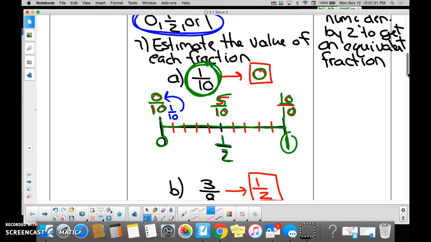So then what we did is we finished filling in our number line. Since we have 0 tenths here, 5 tenths here, and 10 tenths here, we need to find 1 tenth, 2 tenths, 3 tenths, 4 tenths. We already have 5 tenths, 6 tenths, 7 tenths, 8 tenths, 9 tenths, right? And then the last thing we do is put 1/10 on our number line, which happens to be right here. And 1/10 is closest to what number? 0. So if I were to estimate 1/10's value, I would say it has a value of about 0. It has a value of about nothing. Okay?